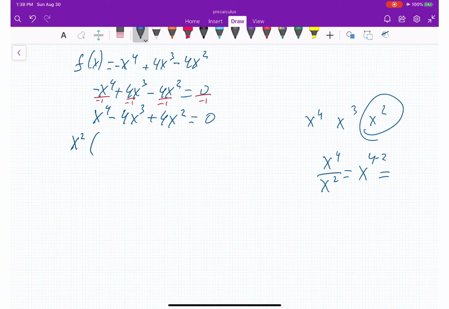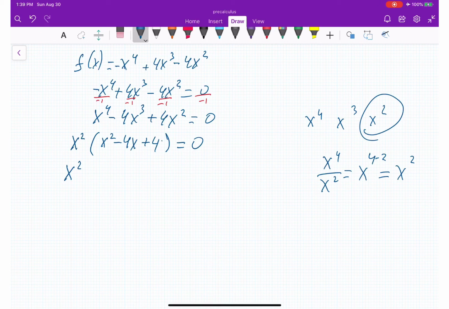When you divide variables with exponents, you subtract the exponents. So we will have left x to 2 minus 4x to the 3 minus 2, which is going to be 1, so I don't put the 1, plus 4, and x squared divided by x squared, the 2 is going to be gone. I will have only x to 0, which will be 1. Okay, equals 0.